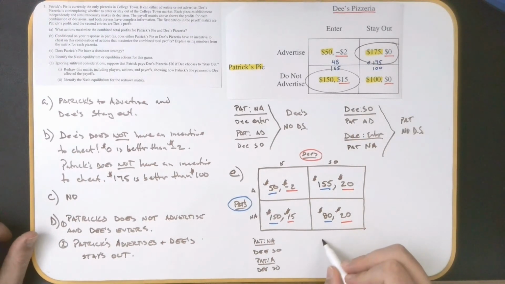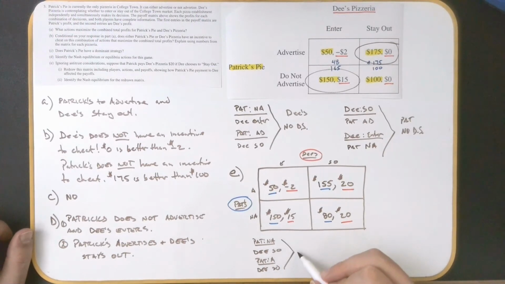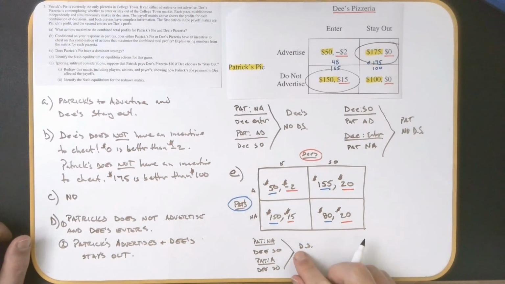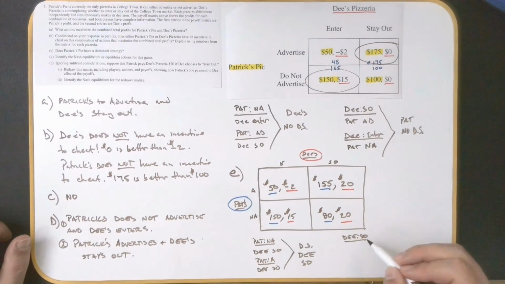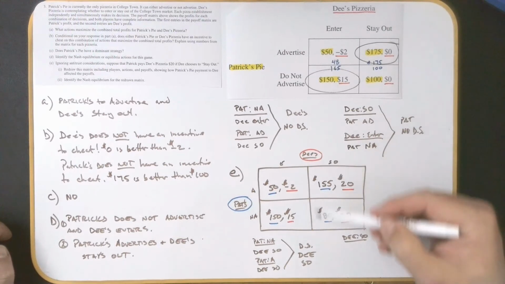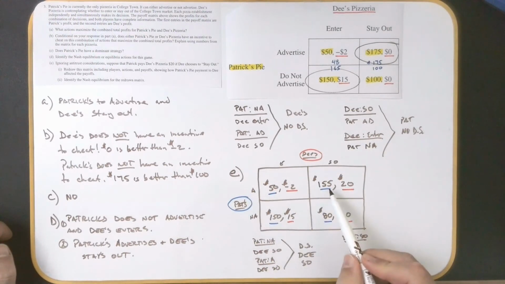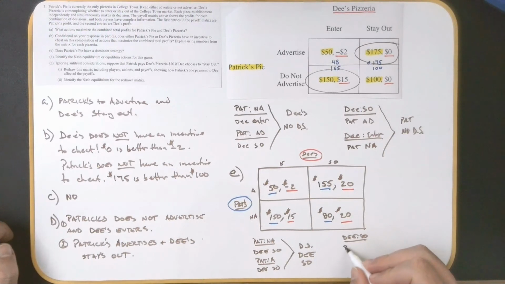All right, now let's force D to make a decision. So we will say dominant strategy for D: stay out. All right, so now we're going to force D to stay out. And let's see what's better. So we're in this column here. What is better for Patrick? Patrick should advertise. 155 is better than 80. So Patrick should advertise.